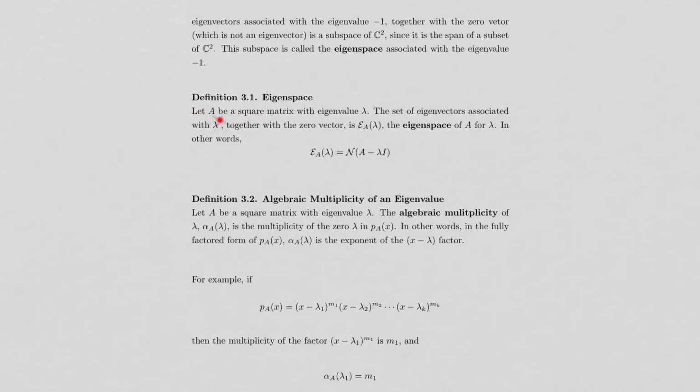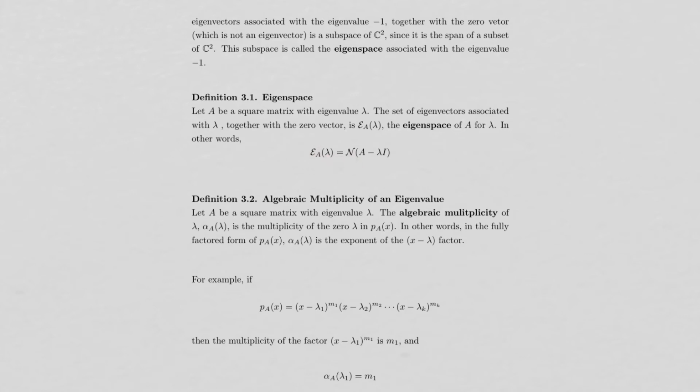And here's our definition of eigenspace. If A is a square matrix with an eigenvalue lambda, the set of eigenvectors associated with lambda together with the 0 vector. So we add the 0 vector to the set of eigenvectors. That's called the eigenspace of A. It's written with this cursive E with a subscript A and then lambda in parentheses. And this is read the eigenspace of A for lambda.